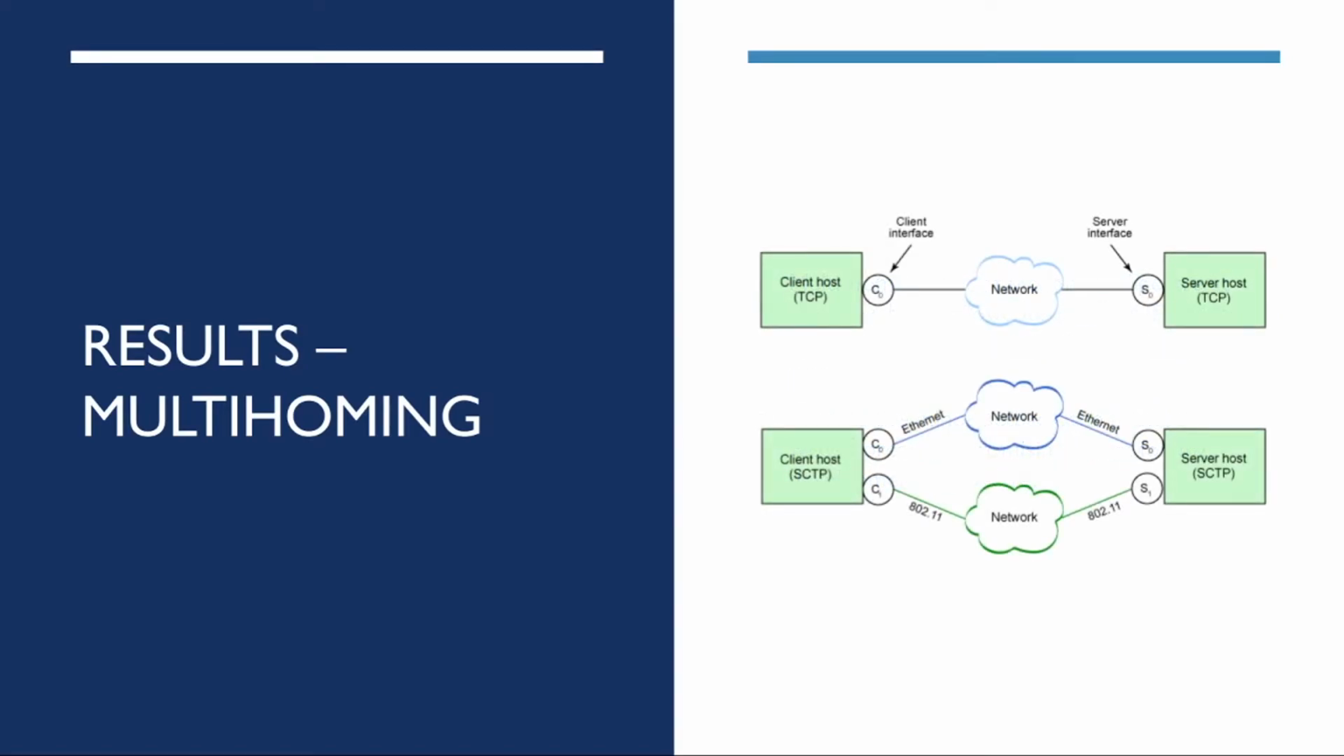This is a diagram of how multi-homing works. For TCP, there is one connection between the client and the server, and there's the network in between. However, for SCTP, you can have multiple connections between the client and the server. And in the next slide, I will go over how the IP rotation works with more than just 2 connections. I will be using 3 connections, and I have a few diagrams there to show how it works.